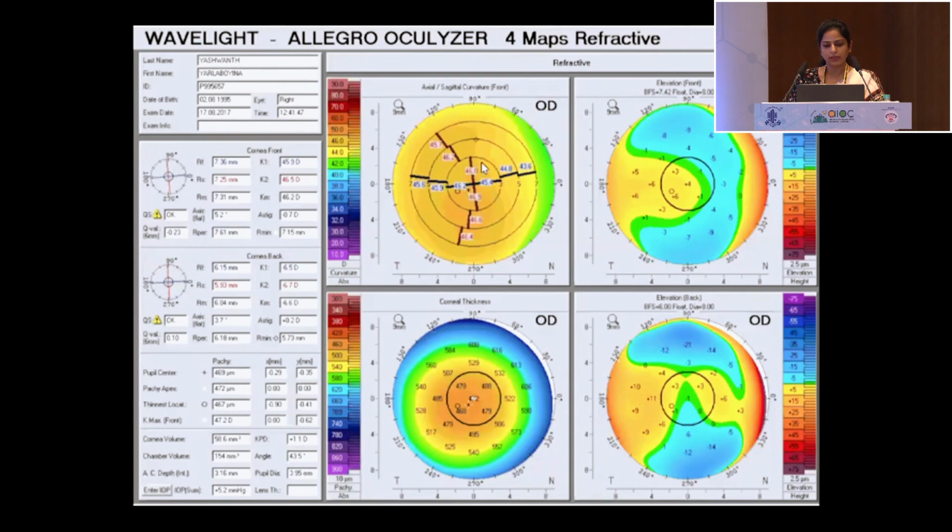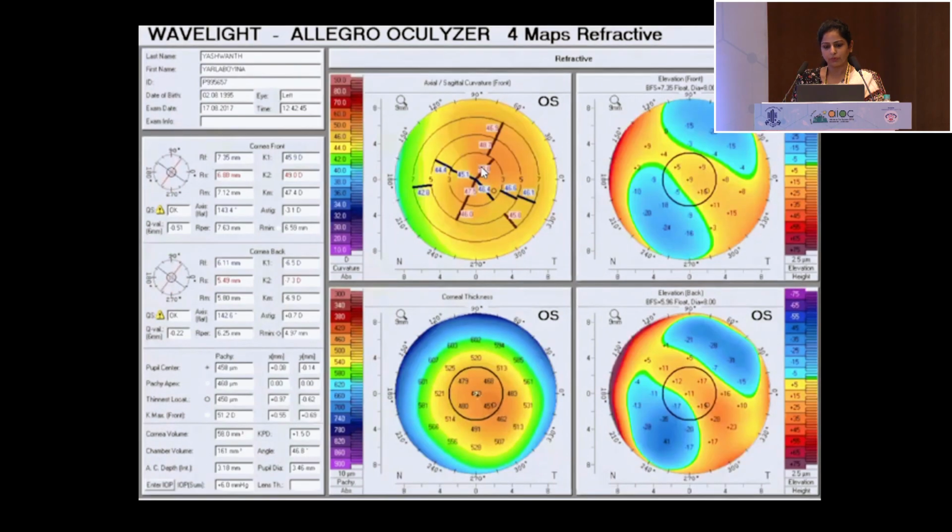Here is another example where some sort of steepening is present. Steepening is present and thinning is present, but the anterior and posterior elevation are absolutely normal. So this is not keratoconus. But when you compare it with the other eye, what you see is there is some sort of superior steepening present. Superior steepening, and because of this the patient again cannot be taken for a refractive procedure.